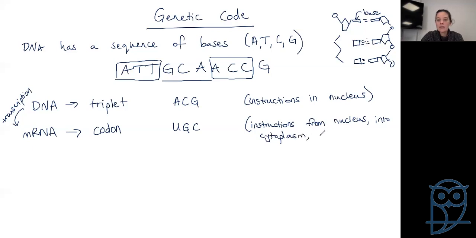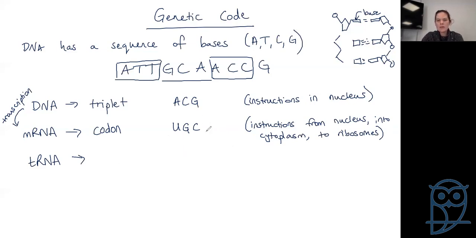And particularly then to the ribosomes, because that's where the next step takes place. Okay, so we have then tRNA. We have these instructions, this UGC saying, this is what we need. This is our code. What's it coding for is a specific amino acid.